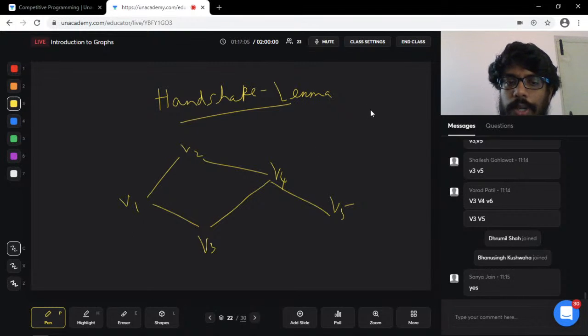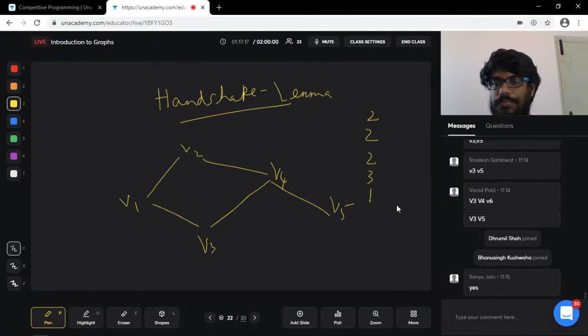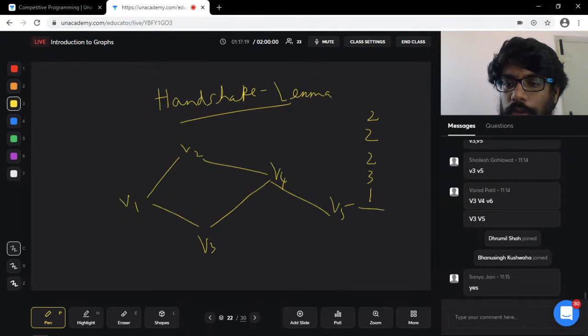What is the degree of V1? It's 2. What is the degree of V2? It's 2. What is the degree of V3? It's 2. What is the degree of V4? It's 3. And what is the degree of V5? It's 1. Okay, and add up all of these. Basically take the sum of all the degrees. So 2 plus 2 is 4, 6, 9, 10.